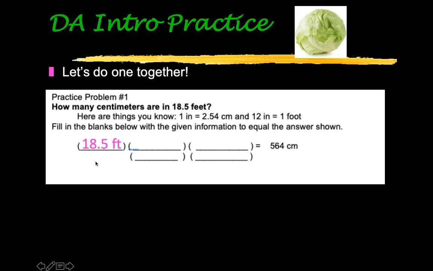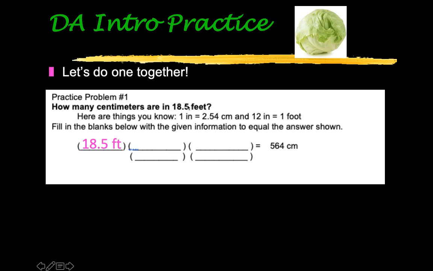If you haven't yet opened this document, go stop the video and open this assignment, DA intro practice. We're doing number 1 together so that I can start to show you how this works. So the given is 18.5 feet. The second part is what's the problem asking for? How many centimeters? So I want centimeters to be the last thing in my brackets, the thing that does not cancel. We're trying to make our words cancel out and get to a new word. I don't want to be at feet. I want to be at centimeters because that's what answers this problem.